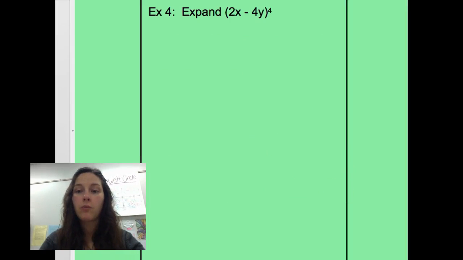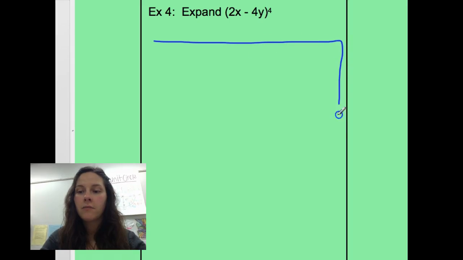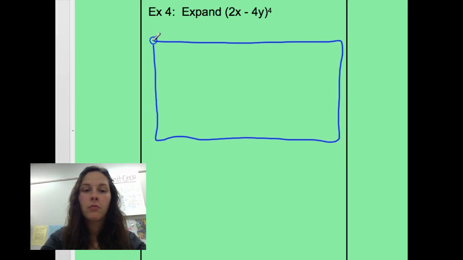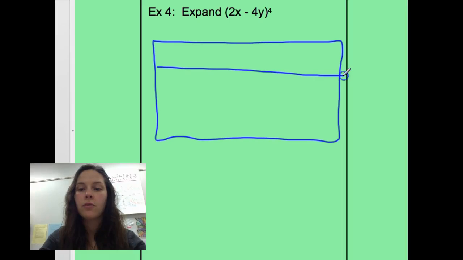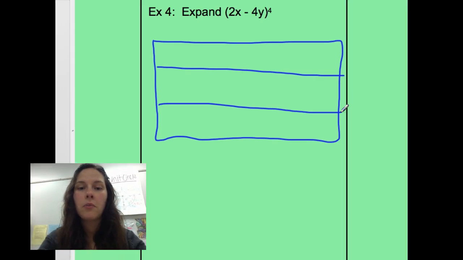Let's take a look at that one more time. This time we have 2 variables. We have a coefficient on both variables, and it's subtraction instead of addition. So we're going to start by setting up our box. Remember, always 3 rows. The first row is for the coefficient, the second row is for that first term, and the third row is for the second term. And then you need 1 more column than the power. So we have a power of 4, so we need 5 columns.